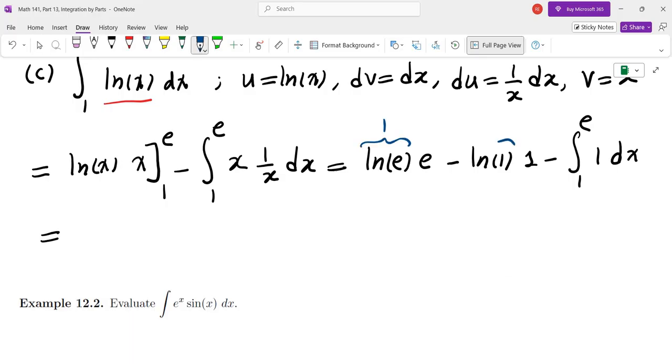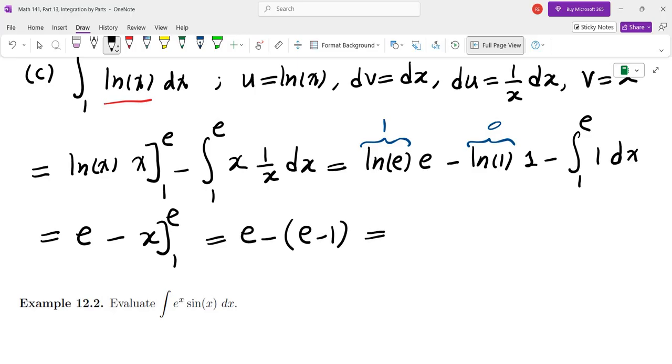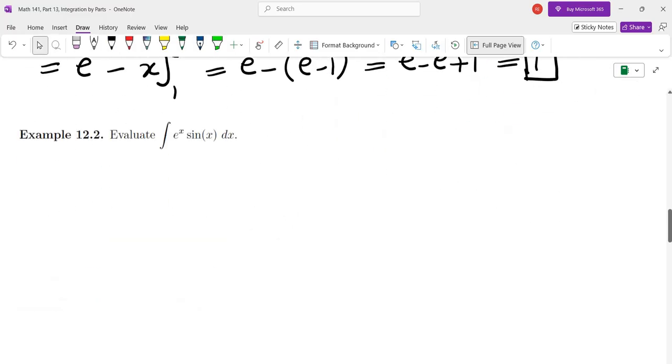Well, natural log of e is 1. Natural log of 1 is 0. So this whole thing becomes e. And then minus the integral of 1, which is x from 1 to e. So this is going to be e minus (e minus 1), which is e minus e plus 1. So the answer to this part of the problem is 1. Let's look at one more example.